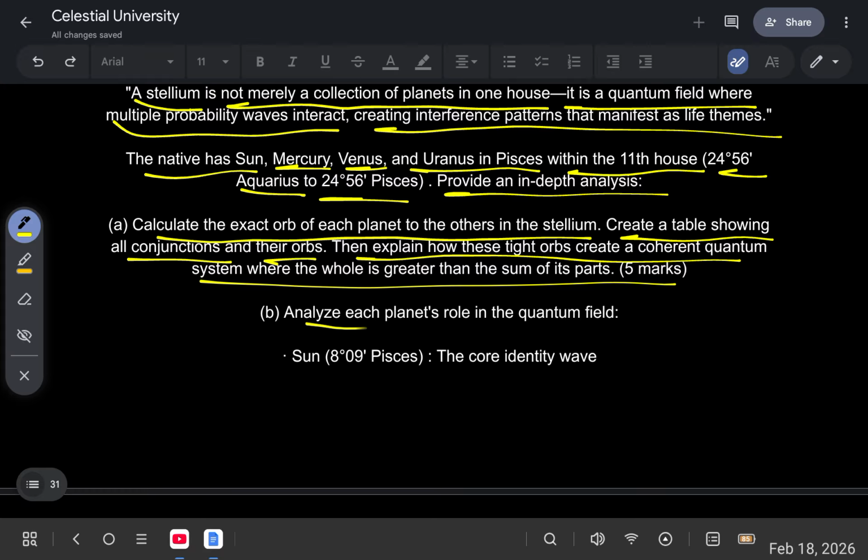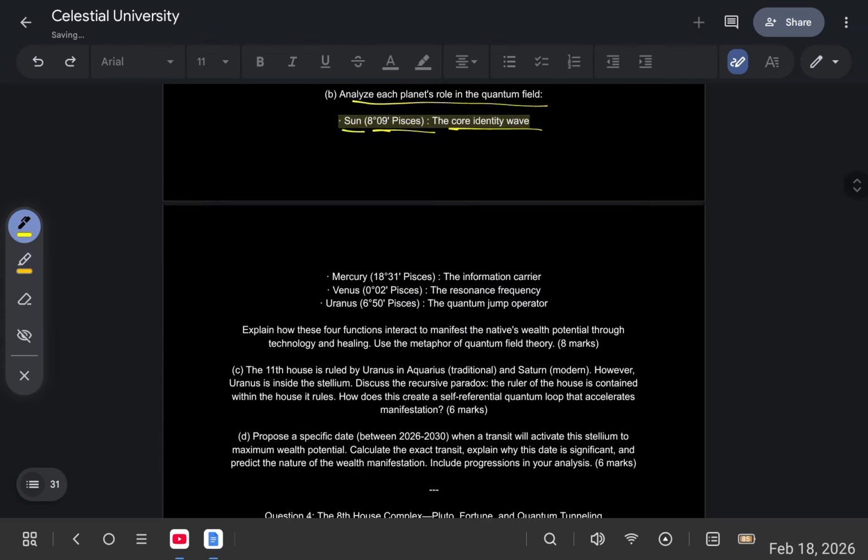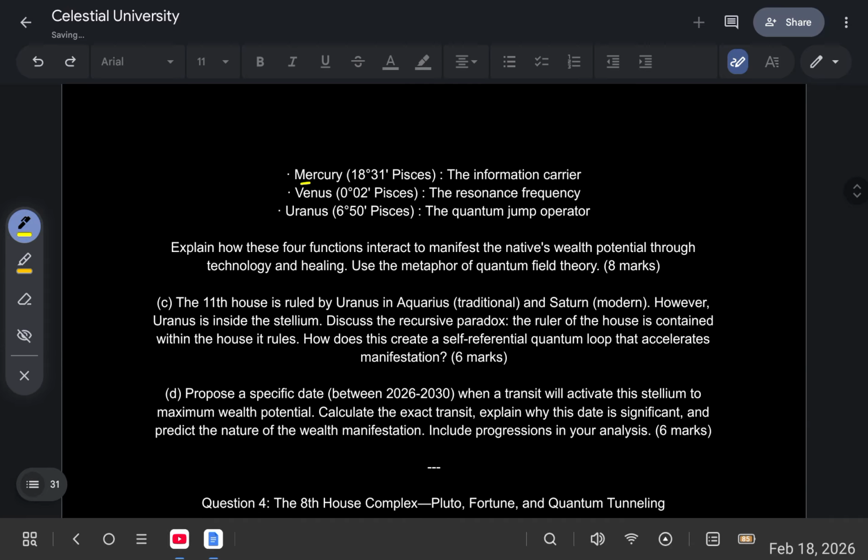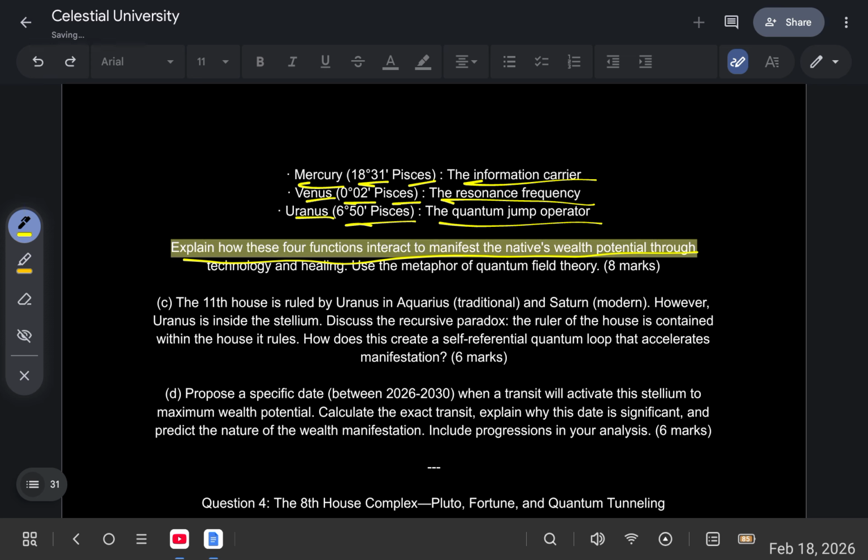Next, we need to analyze each planet's role in the quantum field, so we know the Sun's at 8 degrees 09 Pisces in the core identity wave, Mercury at 18 degrees 31 Pisces, the information carrier, Venus at 0 degrees 02 Pisces, the resonance frequency, and Uranus at 6 degrees 50 Pisces, which is the quantum jump operator. We need to explain how these 4 functions interact to manifest the native's wealth potential through technology and healing, and we use the metaphor of quantum field theory.